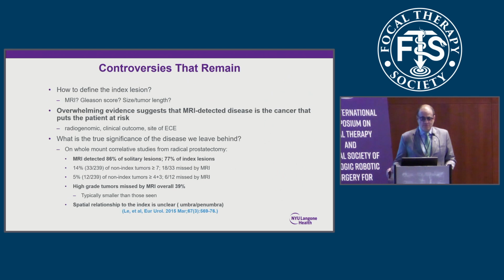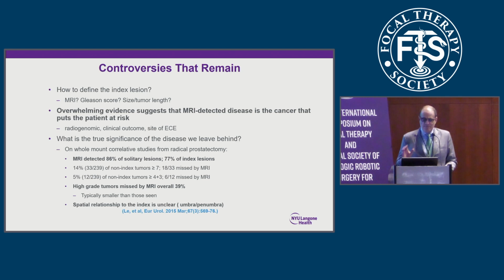Obviously, a number of controversies remain. How do we define that index lesion? I think the overwhelming evidence now is that MRI is probably the best tool for us to identify the index lesion, though it may be that molecular imaging will add to that. And then the other question is, what is the true significance of the disease we left behind? Yesterday, someone referred to this paper, Rob Reiter's paper, showing that in radical prostatectomy, 39% of high-grade tumors were missed by the MRI on whole mount evaluation.